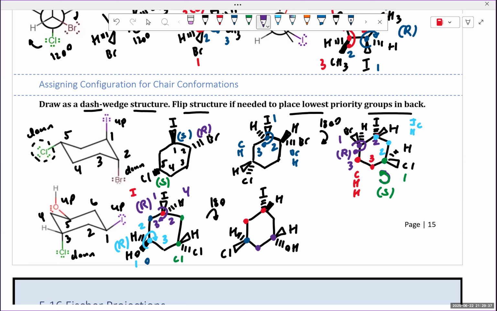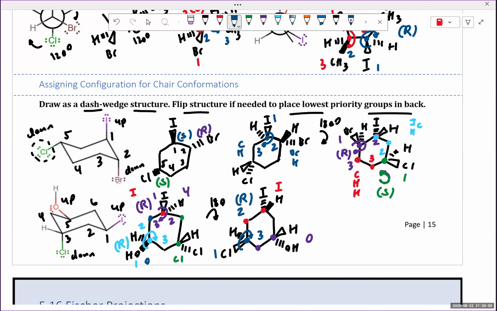To break the tie, we count one carbon out. So we have it attached to oxygen versus iodine. Iodine wins out. So now we can rank our substituents. Chlorine's priority 1, carbon attached to iodine's priority 2, carbon attached to oxygen's priority 3. Tracing, this gives you an R stereocenter.